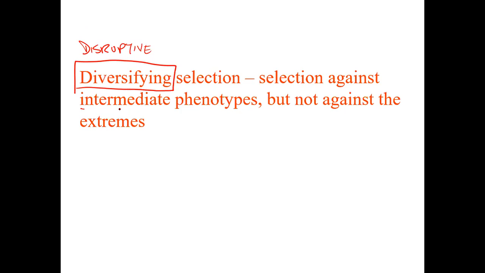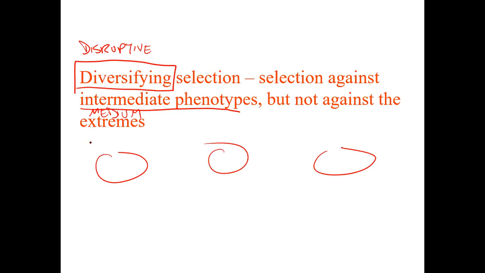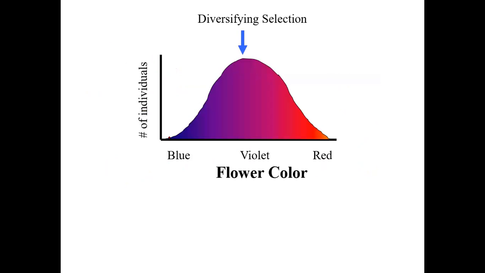So here we're selecting against the just right porridge, right? We're selecting against the intermediate, against the medium, the average. If this were my porridge again, this is too hot. This is just right. And this is going to be too cold. So we're selecting against this one, so you should get diversity. So what is my curve going to look like now?